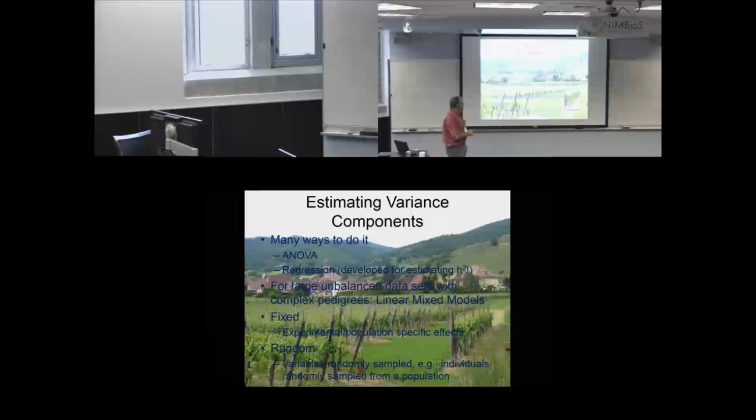And so with these large data sets that can be unbalanced and with deep pedigrees, we can use linear mixed models to estimate variance components. And the other thing that we can do with these models is that we can have other sorts of variables in there that were not in the examples used yesterday. So for example, if you have measured fixed effects in your populations, like different experimental groups or maybe different populations.